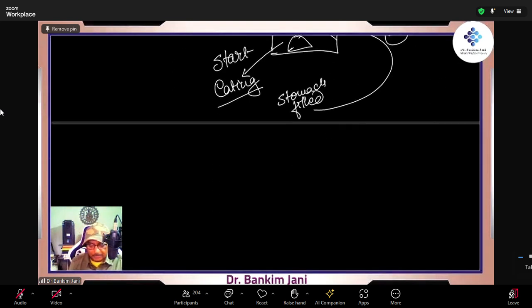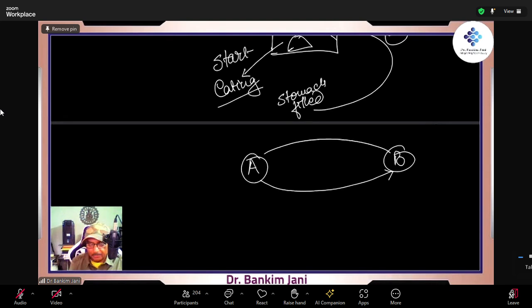It means this is process A, this is process B. A triggers B, but as B is initiated, B will stop A. So this is completely normal. In our body, this is the mechanism.